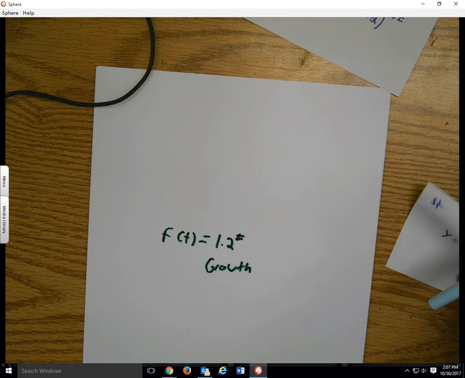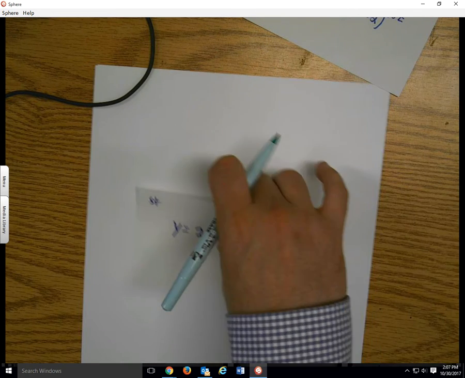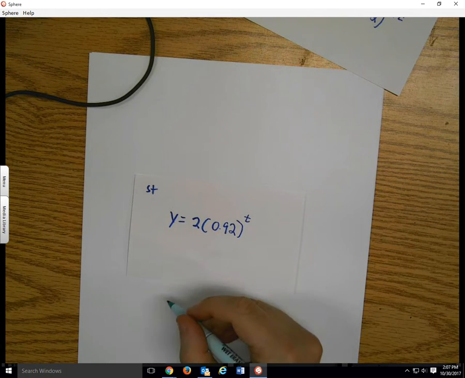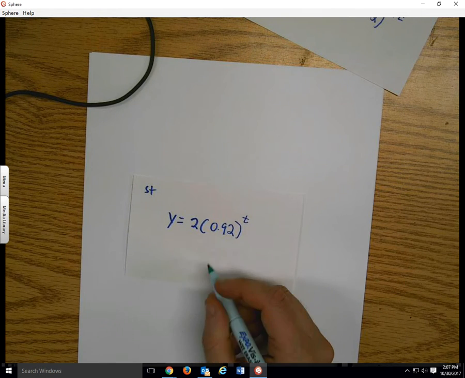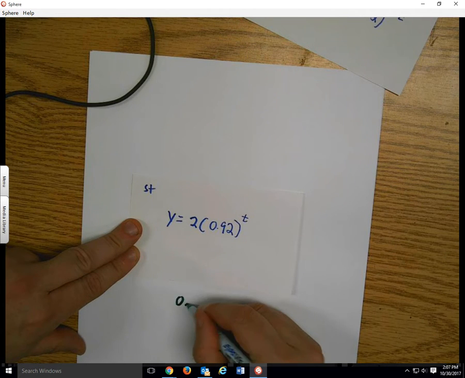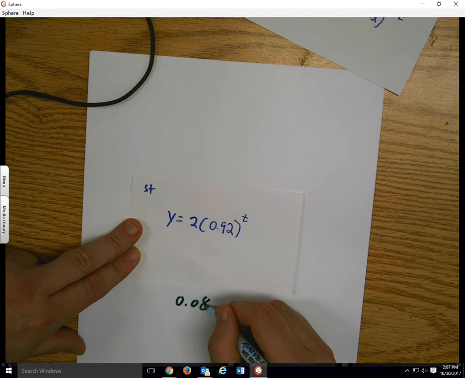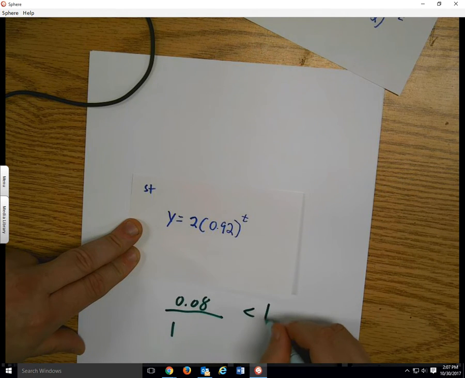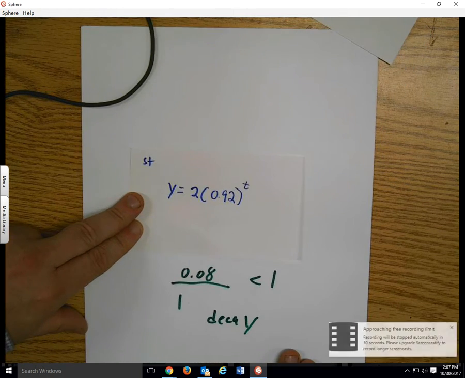Okay. What about this one right here? What do you think? Okay, so let's work it out. And it's already kind of set up too, isn't it? On this one, you can see that it's less than 1 by 0.08, because if you were to add those together, it would equal 1. So since it is less than 1, it has to be decay.